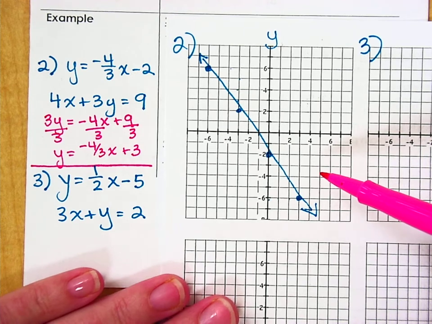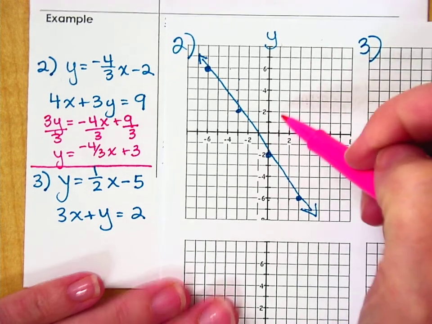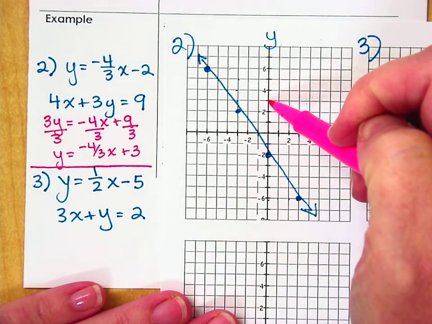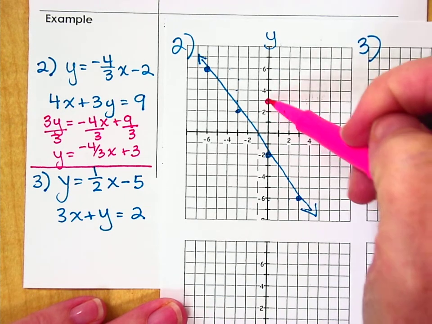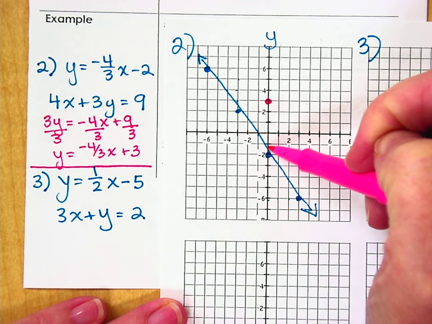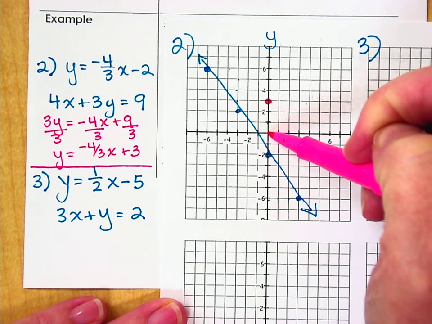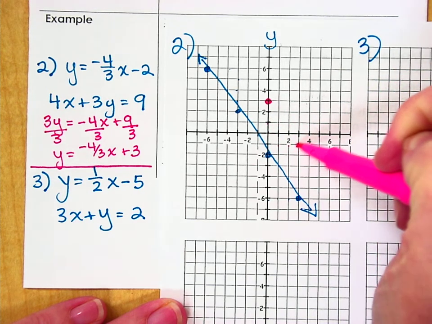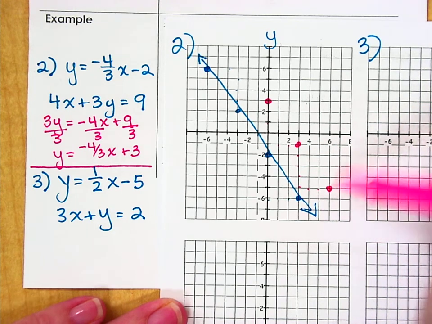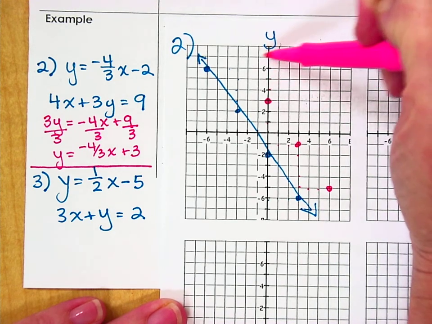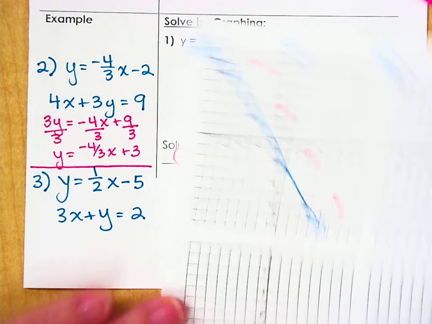So now we're going to graph this equation. We're going to start at positive 3 on the y-axis. And our slope again is negative 4 over 3, down 4: 1, 2, 3, 4, and to the right 3. Down 4, and to the right 3: 1, 2, 3, 4, 1, 2, 3. Okay, and connect these points.